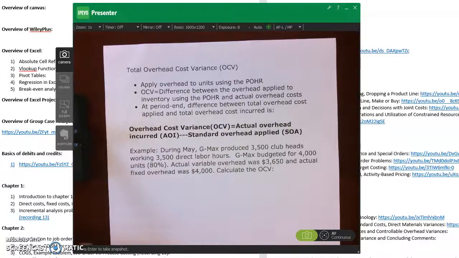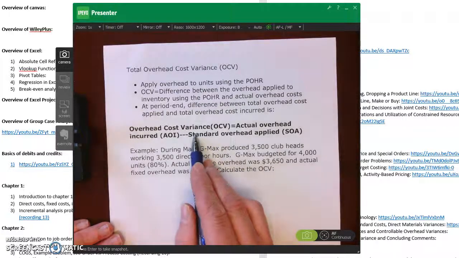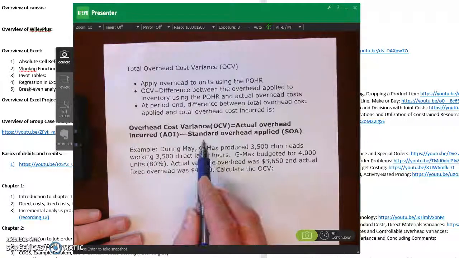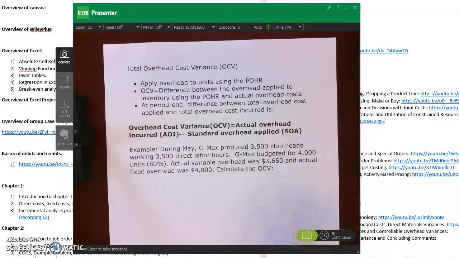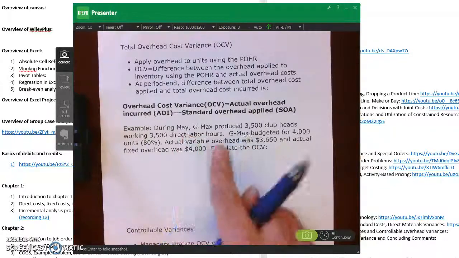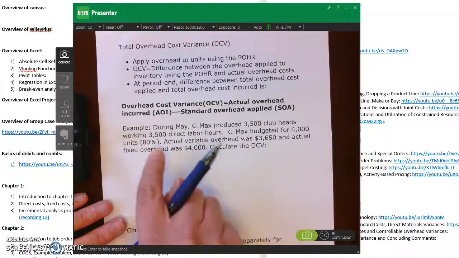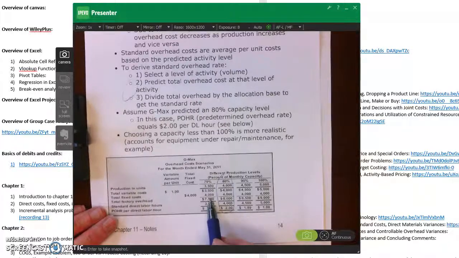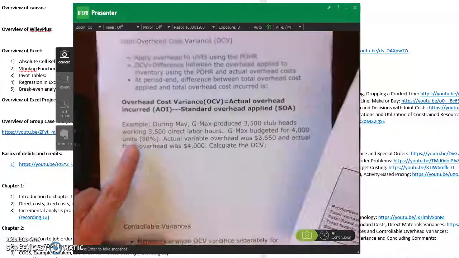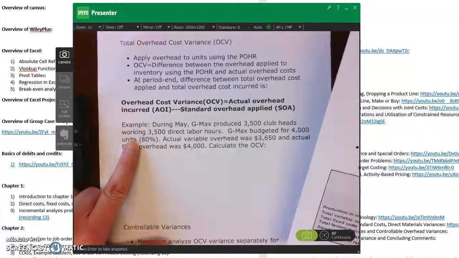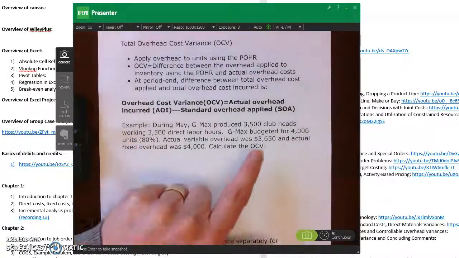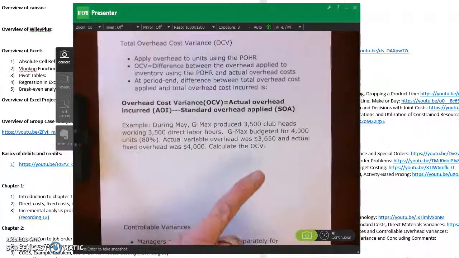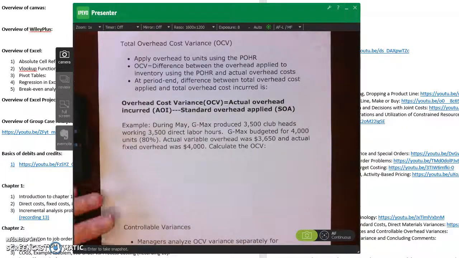So if we come back over here, the way we can calculate our total overhead cost variance is by taking our actual overhead minus the standard overhead applied. During the month, GMAX produced 3,500 club heads working 3,500 direct labor hours. So they actually operated at 70% capacity. But remember, the $2 predetermined overhead rate was for 4,000 hours. So they operated below capacity.